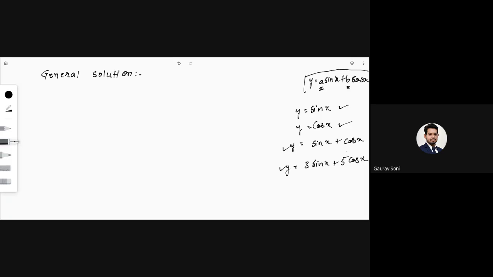Okay, so what is the general solution? A general solution is the solution with these a and b as constants, with the number of constants equal to the order of the differential equation. So such a solution is called general. So let's write down the definition.